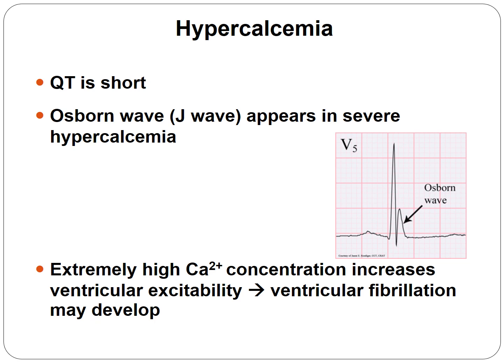In hypercalcemia, the QT interval is shortened. In severe hypercalcemia, an Osborn wave, a little notch at the end of the QRS complex, will appear. This is called the J wave. In extremely high calcium concentration, ventricular excitability increases and ventricular fibrillation may develop.